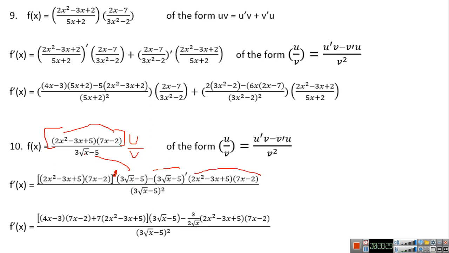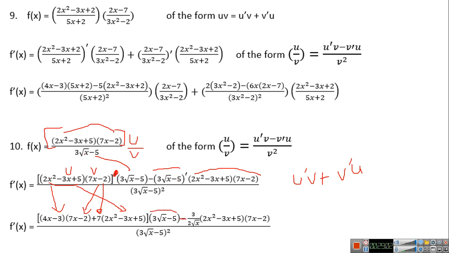Now I have a prime. Guys, don't do derivative times derivative. This is wrong. This is of the form now u times v. So u times v is u prime v plus v prime u. So derivative of 2x squared minus 3x plus 5 is 4x minus 3 times v as it is, plus I derive 7x minus 2, which is 7, times this one. And here I have a prime times 3x minus 5, certainly.